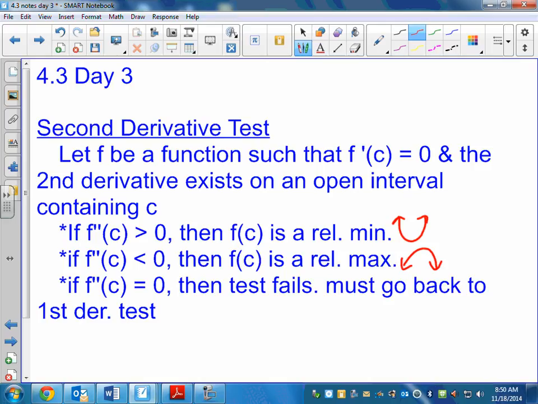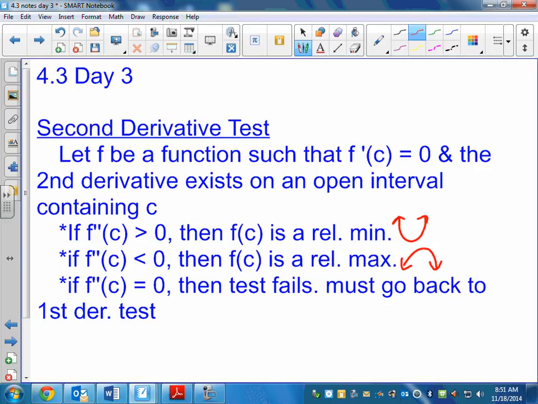Here's why we tend to go back to the first derivative test a lot. Sometimes you plug that critical point into the second derivative and you get that it equals 0. That doesn't tell me anything. And so that means the test fails and you still have to go back and check it with the first derivative test. And so that's where you might say, this is stupid, why do you even show me this? Because I might have to end up doing the first derivative test anyway.